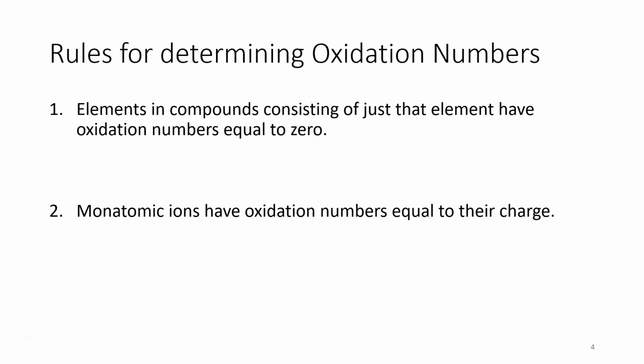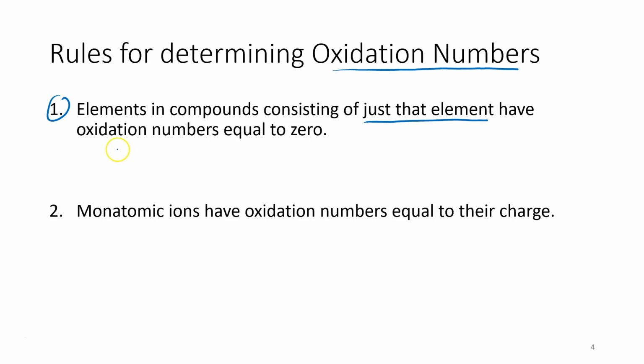Hi everyone. We're going to learn how to find oxidation numbers of elements and compounds in this video. And we've got maybe 4 or 5 rules to help us. The first rule is elements and compounds consisting of just that element have oxidation numbers equal to 0.